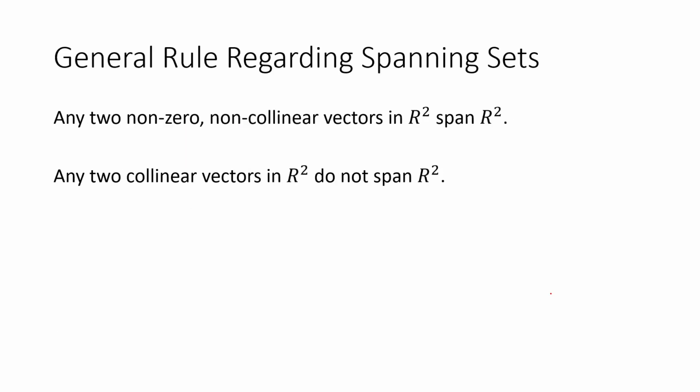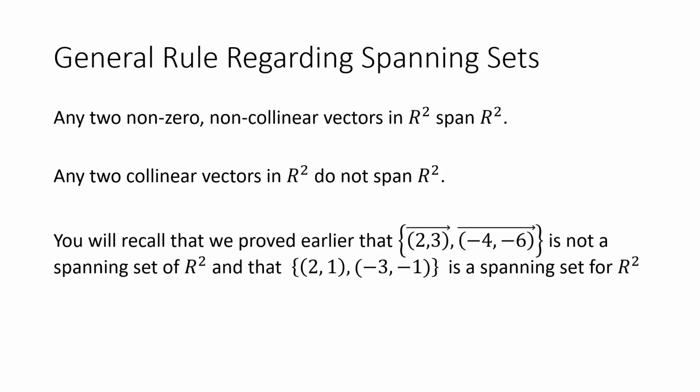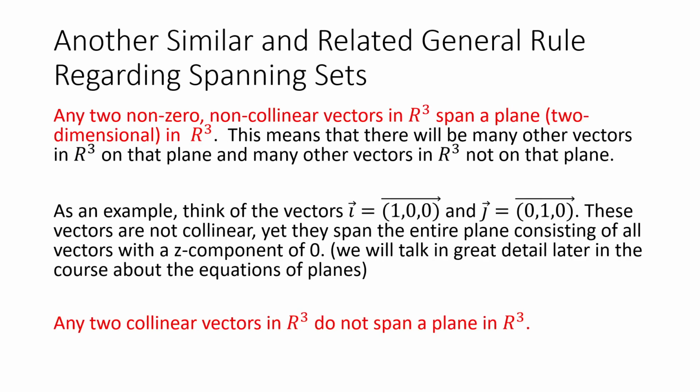Okay? So, how does that relate to spanning sets? Well, any two non-zero, non-collinear vectors in R2 will span all of R2. And any two collinear vectors in R2 will not span R2. And that's consistent with the examples we did a while ago. And that's what it says at the bottom of that slide.